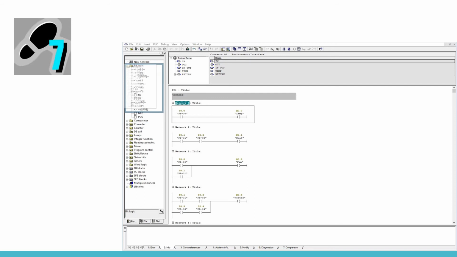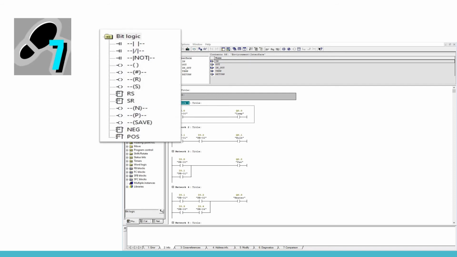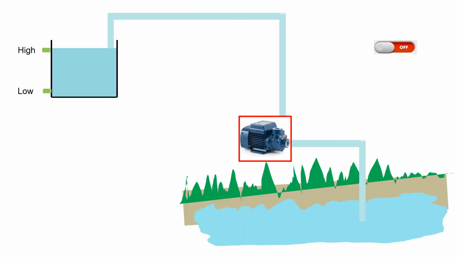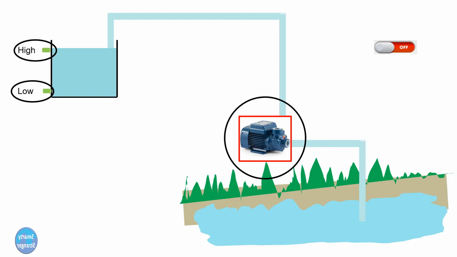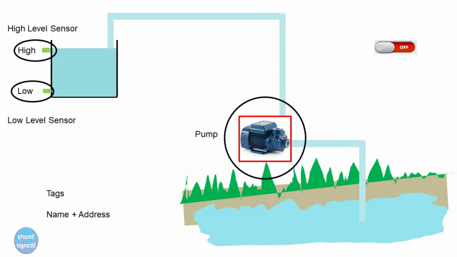Every brand of PLC has these basic symbols. By using these symbols we will try to make a program. When we make a program, first we think about it. What is the requirement of the program? How many inputs and outputs are there? And then we give names to inputs and outputs. We call these names tags. A tag consists of a name and the specific input or output address.